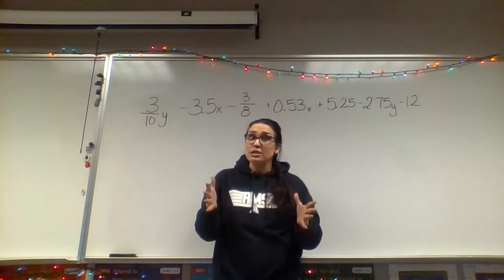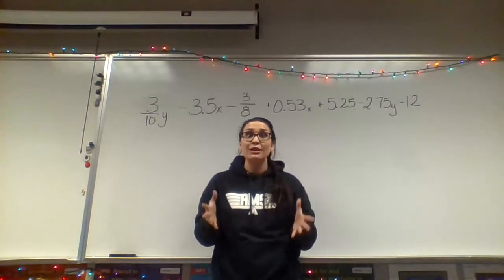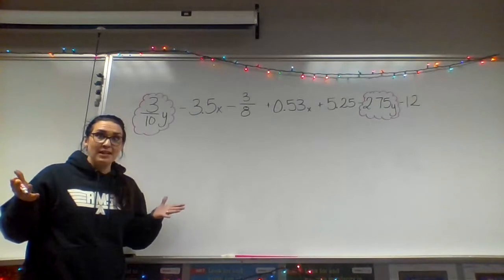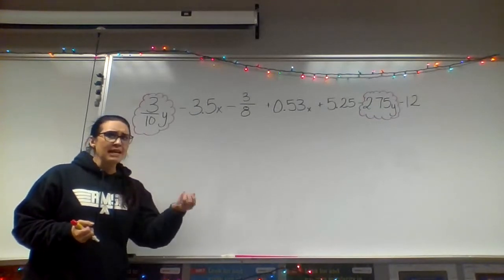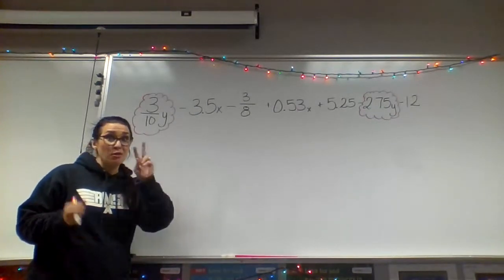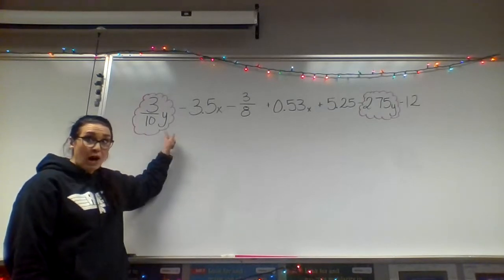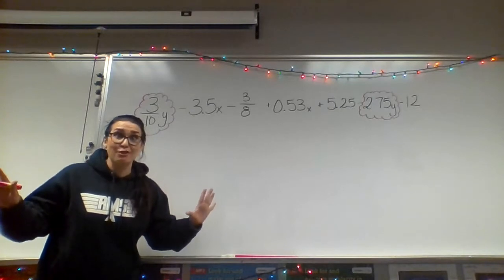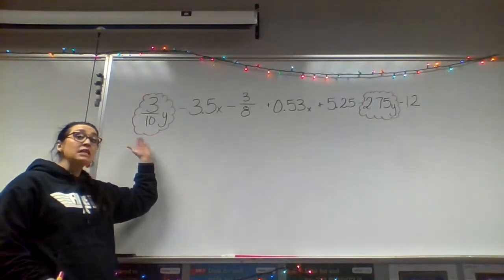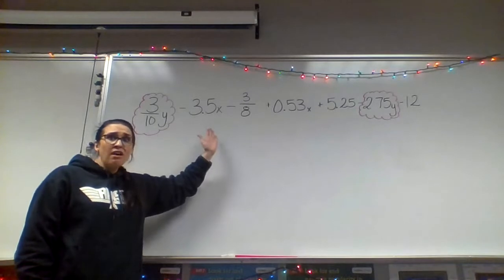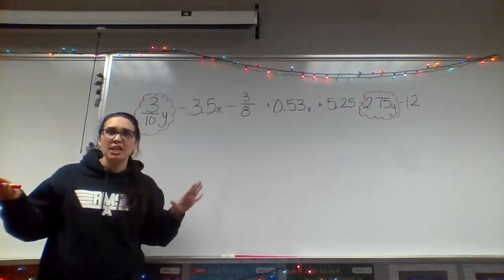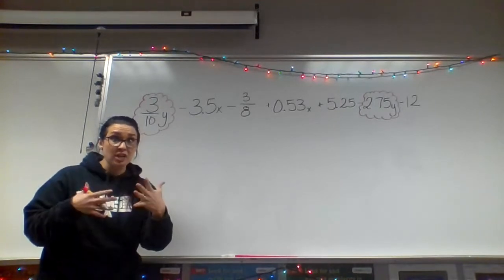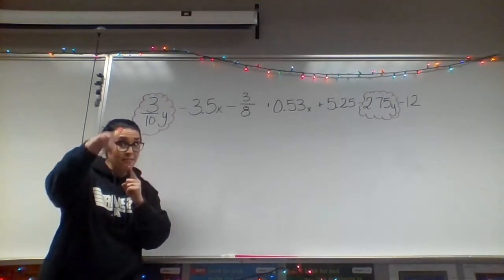So what we're first going to look for, my friends, is something that we call like terms. What like terms mean is that you are multiplying by the same variable. Side note, make sure you notice we have y's and x's as our variables. They're not the same. So if you have a coefficient with a y and a coefficient with an x, they're not equal to each other because that variable is different. Different letter, different variable, different value. Just make sure you remember that.